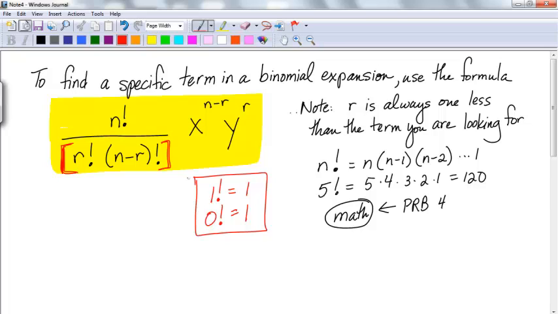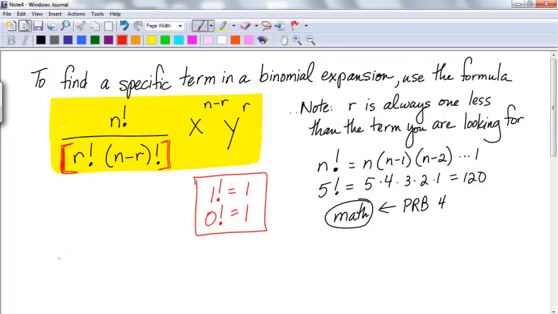n is the exponent that's on the outside. And I'm going to take you through an example. r is 1 less, like if I said find the 6th term, then your r would be 5. And n is the exponent on the outside of the parentheses. Okay, so let's look at an example.